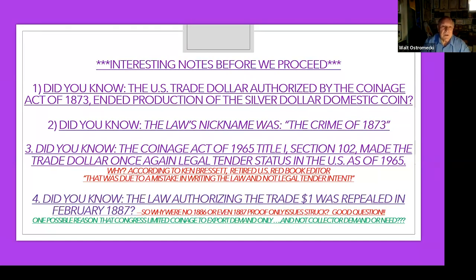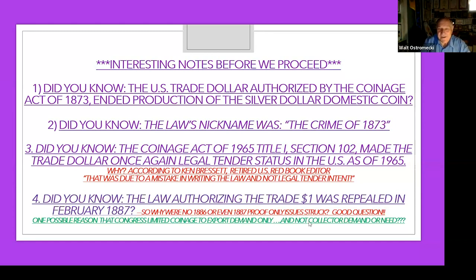Number one, did you know the U.S. trade dollar, authorized by the Coinage Act of 1873, ended production of the silver domestic dollar at the time? That was a Liberty coin. Many people were not aware of that. Did you know the law's nickname was, here's a funny one, the crime of 1873? Yes, they liked that old Liberty design.